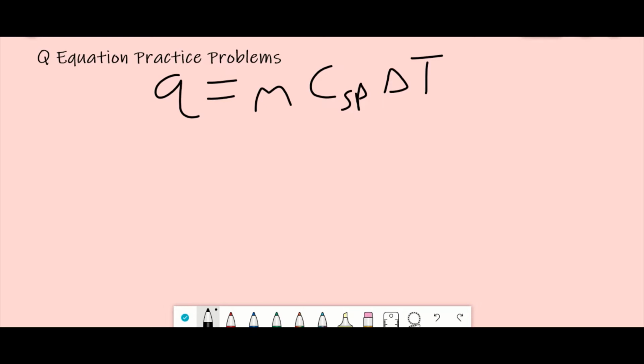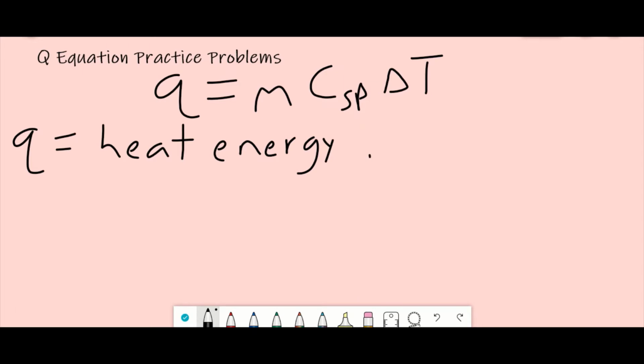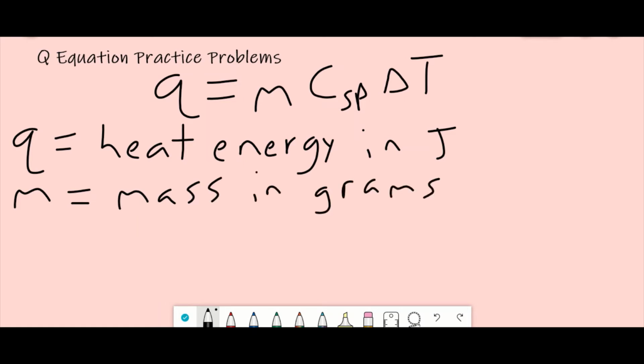So, I'm going to write it out here. Q is equal to heat energy in joules. You might also have it in calories, but usually we'll keep it in joules because that is a standard unit. I'm going to show you one example where we do have it in calories. Then we have M, the mass in grams. CSP, you could just put C also, is the specific heat capacity.